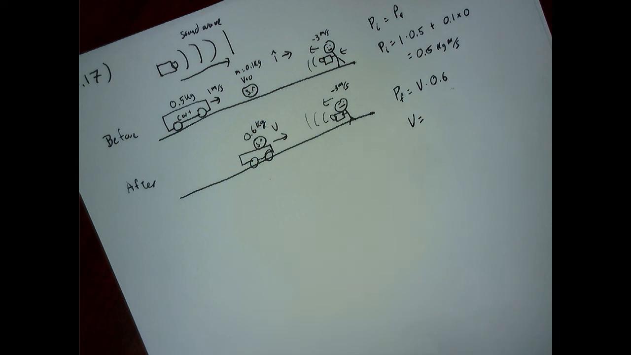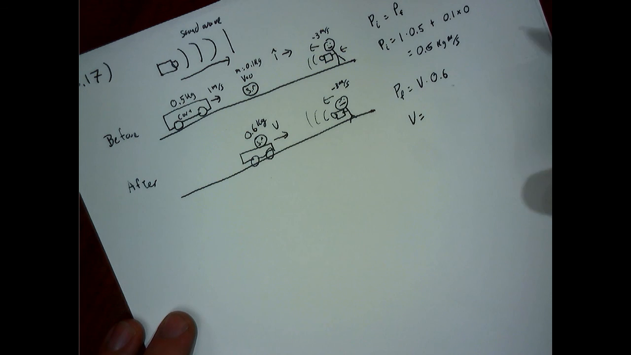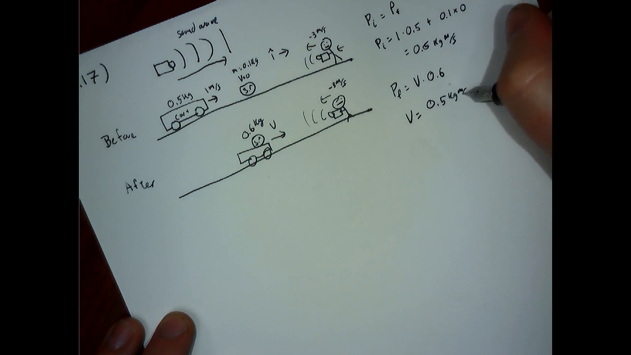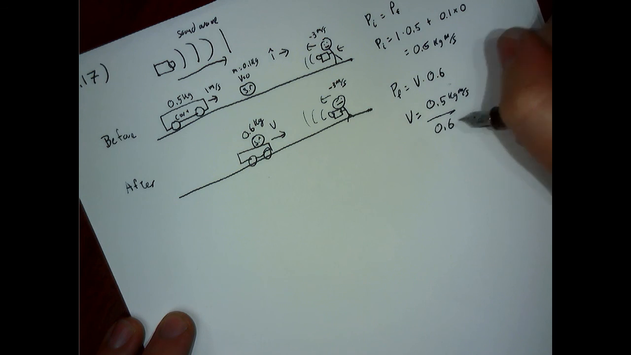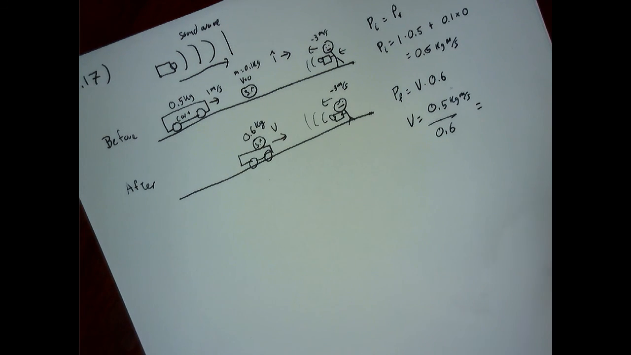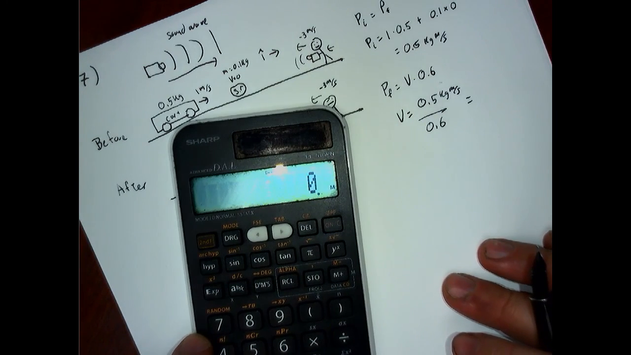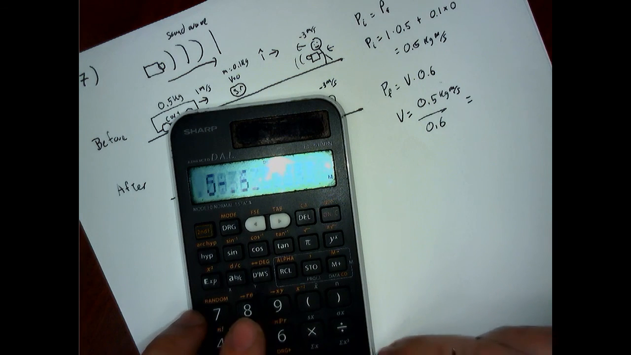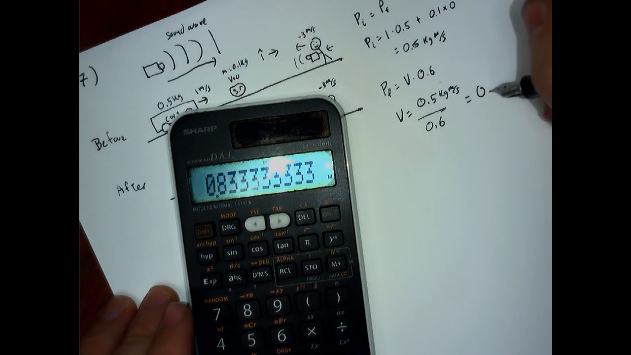Spaghetti for dinner. All right, so it's going to be 0.5 kilogram meters per second divided by 0.6. This calculator is my favorite. 0.83 meters per second.